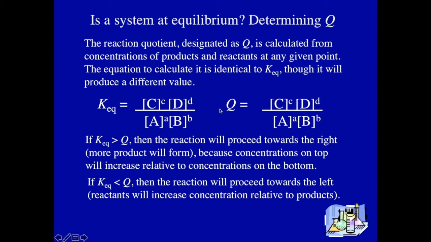If I have a greater KEQ, that means that my numbers up top, if I have a greater KEQ compared to Q, that's going to mean that my numbers up top are going to have to increase, which means I need to form more product in order to get to equilibrium. If my KEQ is less than Q, that means I'm going to have to lessen my product on top and increase my reactants to lower the number down to KEQ, which means then that reaction will proceed towards the left. I will increase the concentration of reactants relative to products. Again, I could explain it over and over, but really it helps by doing some problems.